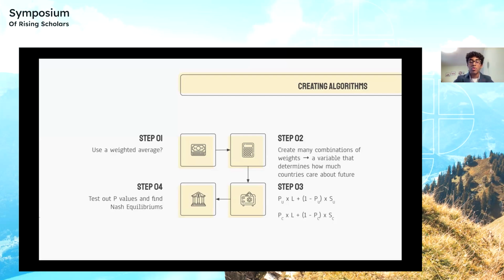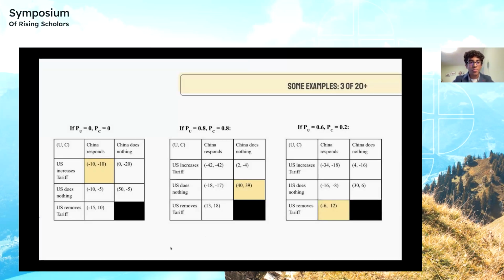So what I decided to do was use two constants, the prudence constant, for the United States and for China. And this is a variable which really determines how much they care about the future. And it's a value between 0 and 1, and I'll be weighting their short-term coefficient and the long-term coefficient by it. So in step 3, you can see the formulas for both the United States and China. And what I decided to do was take many different possibilities of p-values and then find the Nash equilibria for all of these different situations.